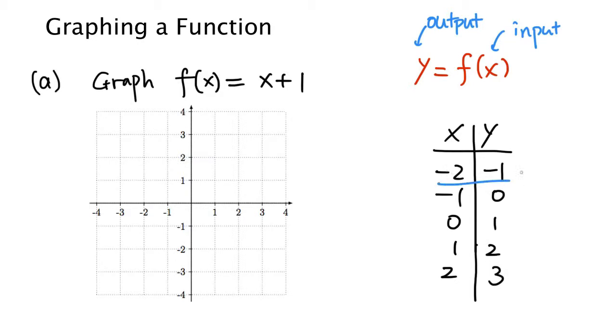Now each pair represents a point. So -2, -1 is the point here. Then the next point is at -1, 0, and so on. 0, 1, 1, 2, and 2, 3. Now there are other points that should be on the graph, because there are other values of x we should have considered. If we fill in those gaps between points, then we will get the complete graph of this function.